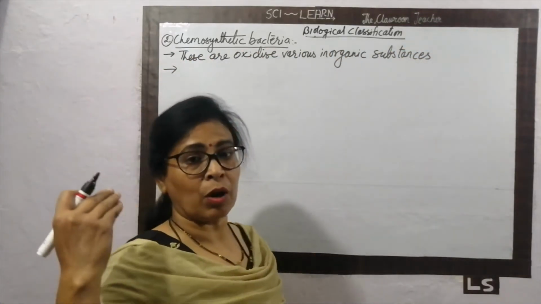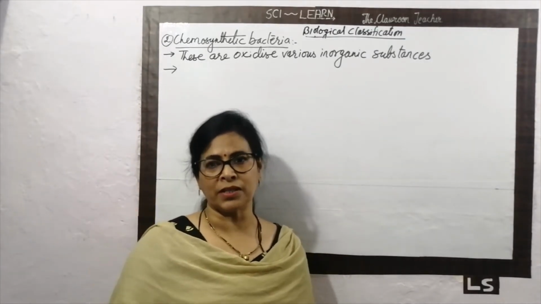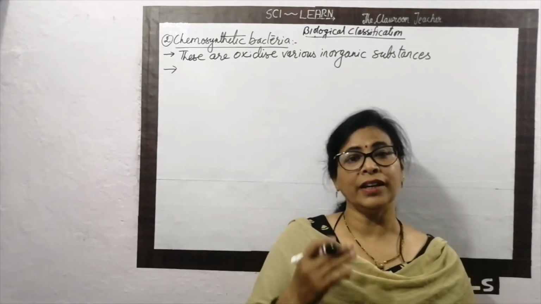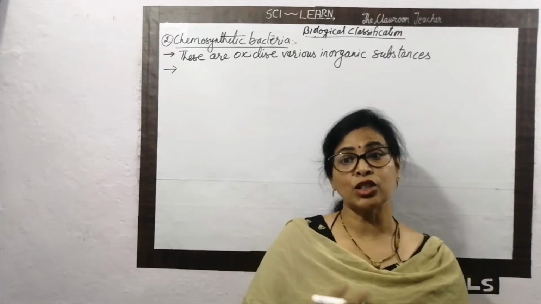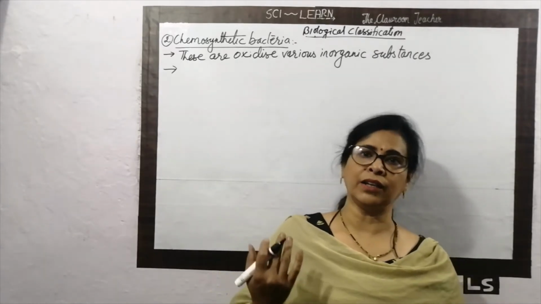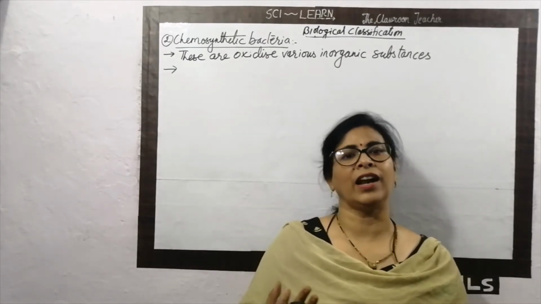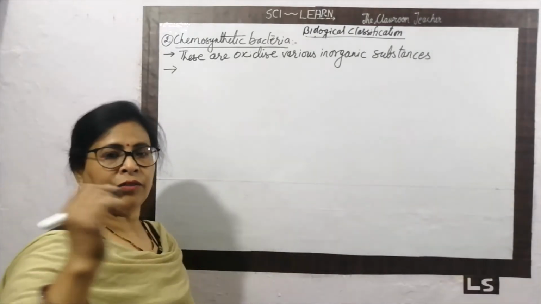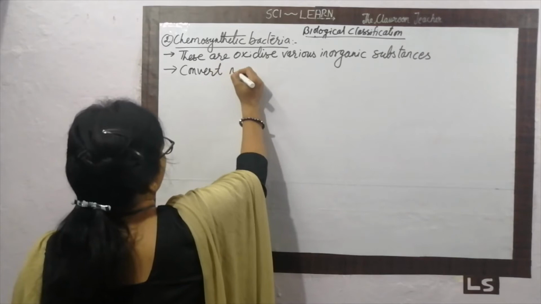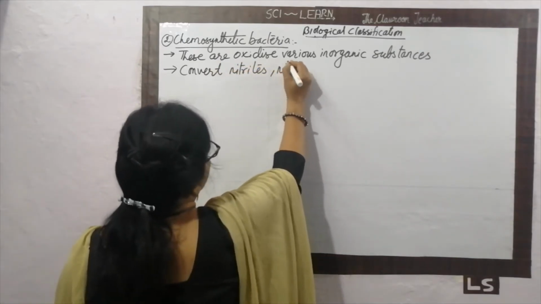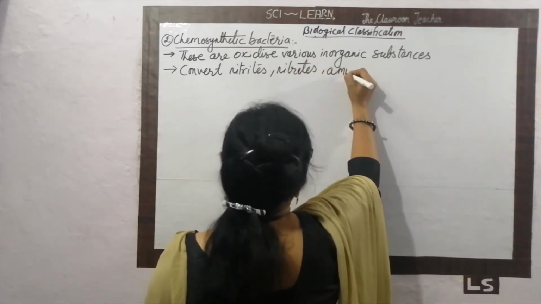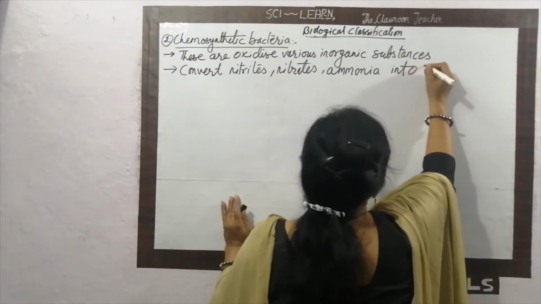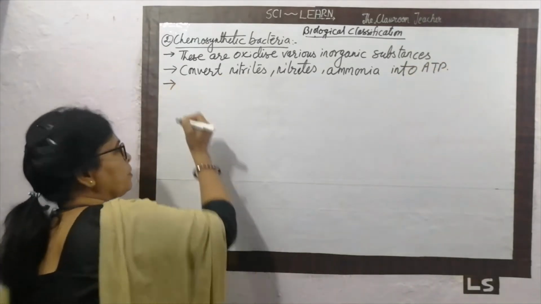Why do they oxidize the inorganic substances? Because they convert inorganic substances into organic substances. They convert nitrites, nitrates and ammonia into ATP. These are all sources of nitrogen. ATP is the source of energy for these bacteria or any organism.